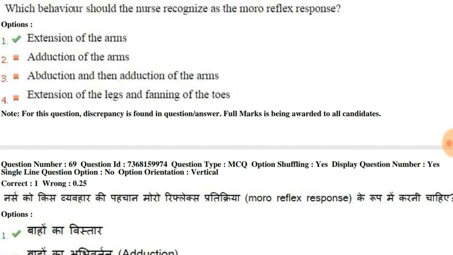Next is, which behavior should the nurse recognize as the moro reflex response? So there are four options and the correct answer is first one, that is extension of the arms.